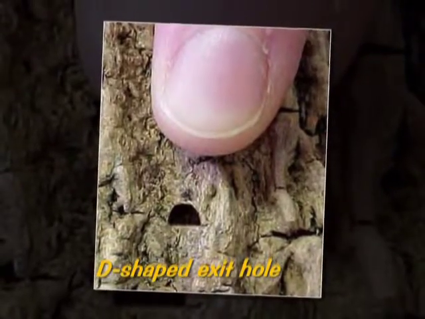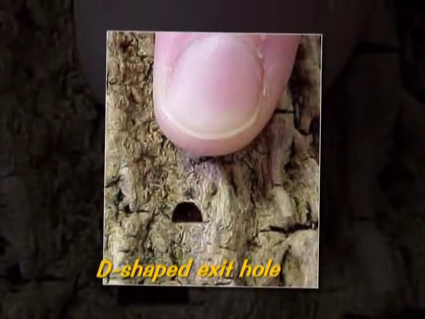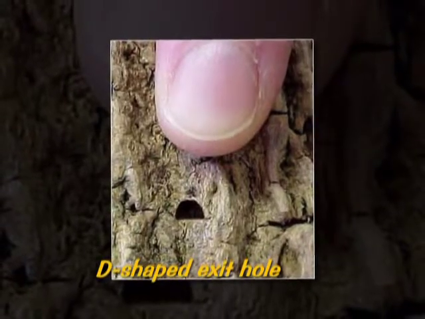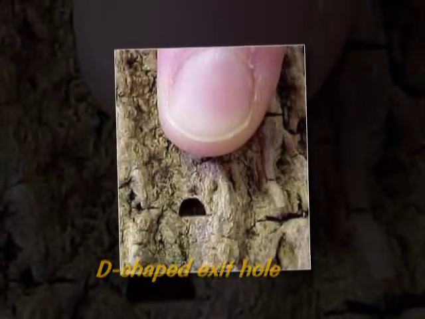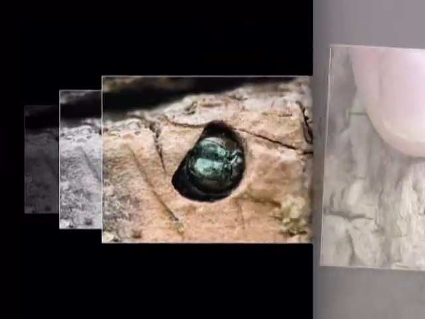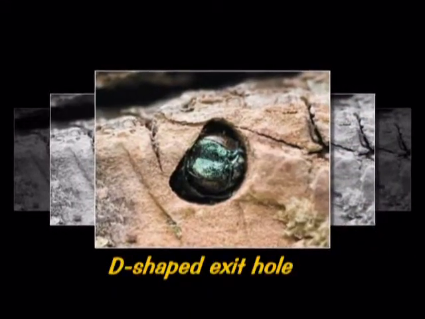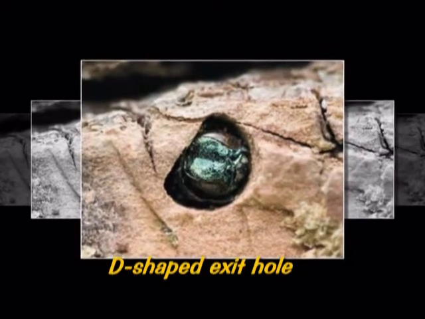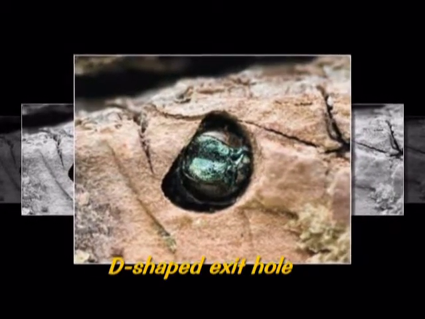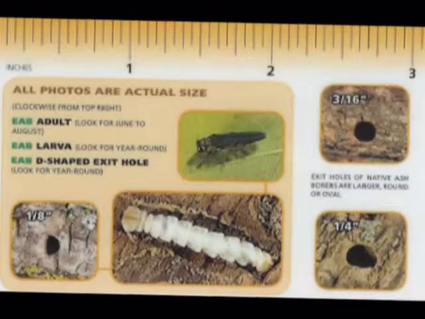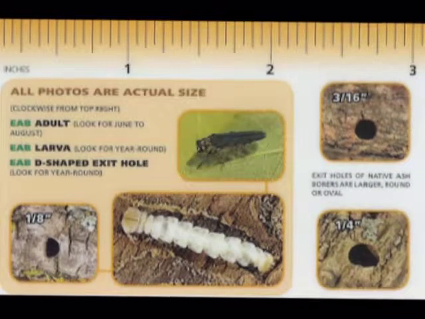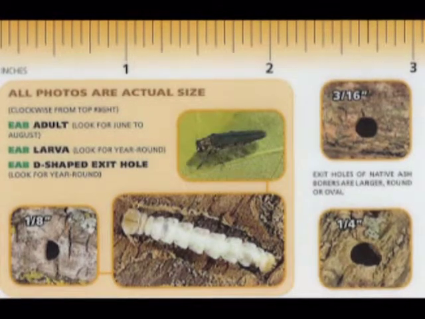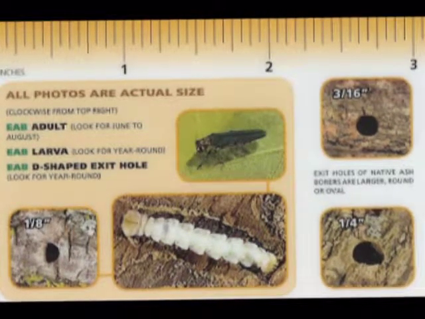So the last sign of an emerald ash borer infestation I'm going to talk about here is the D-shaped exit hole. And that's exactly what it sounds like. It is the exit hole that the adult creates as it chews its way out of the tree, and it's in a nice, neat little D shape. It's about 1/8 of an inch wide, and if you see something like this, this is definitely a time to give someone a call and have them come take a look at your tree, because the D shape is very indicative of an emerald ash borer infestation.